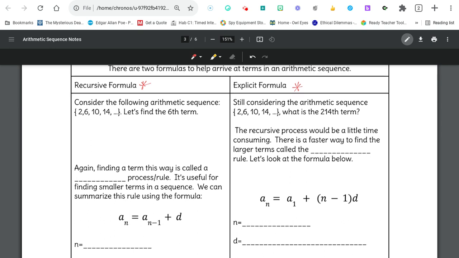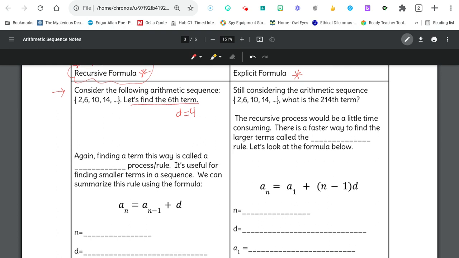Consider the following arithmetic sequence: 2, 6, 10, 14. And let's find the sixth term. To find the sixth term, we know that d is 4. That's what you've learned, this recursion process. Again, finding the term this way is called the recursion process or recursive rule. It's a useful way for finding smaller terms in a sequence.